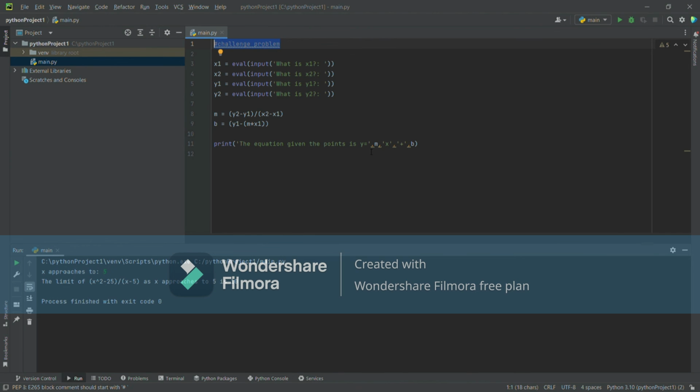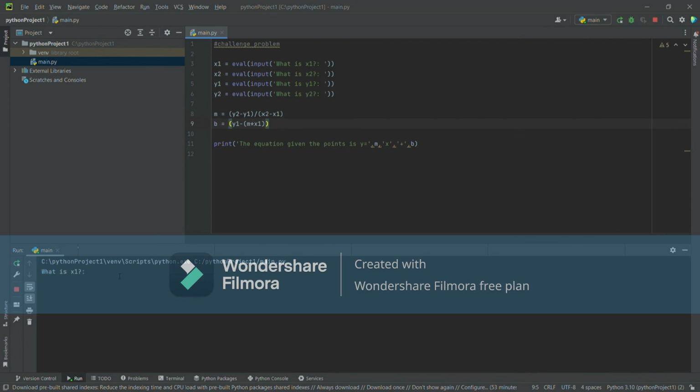And lastly, for the challenge problem, I simply use the formula y equals mx plus b. If I will be getting the value of m, it will become y sub 2 minus y sub 1 divided by x sub 2 minus x sub 1. And if I will be getting the value of b, it is y sub 1 minus m multiplied by x sub 1. And if we run this program, what is x sub 1?